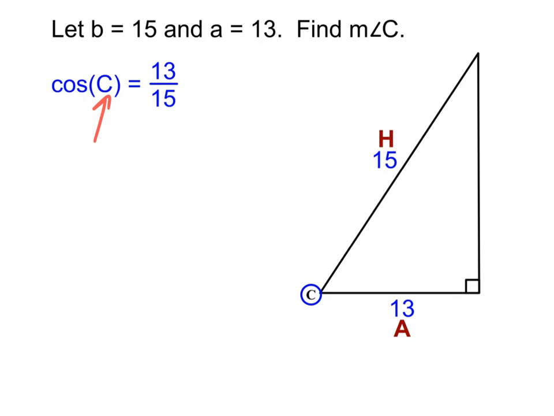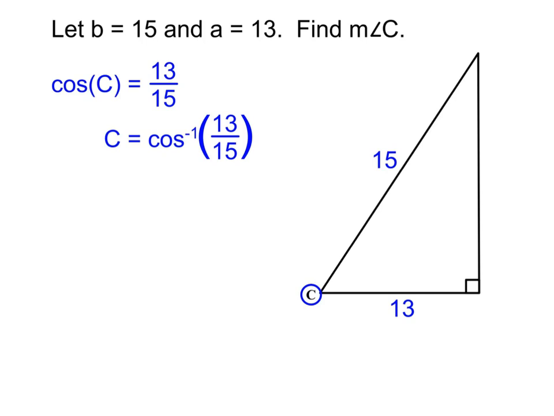And to get rid of cosine, we do inverse cosine of both sides. So doing inverse cosine on both sides cancels out this cosine on the left, and it leaves us with inverse cosine of the fraction on the right. Now we need to do that calculation.